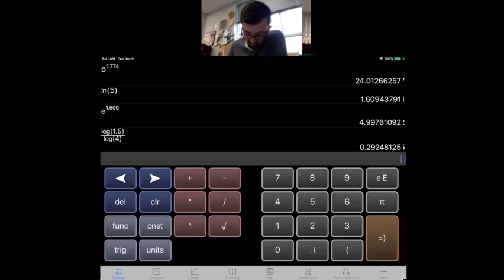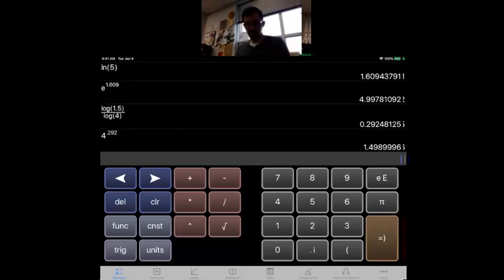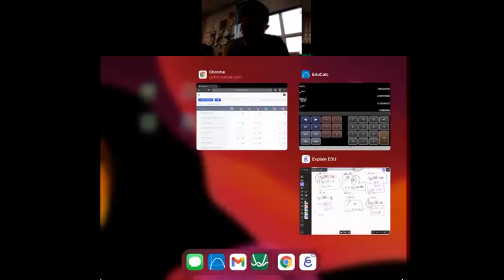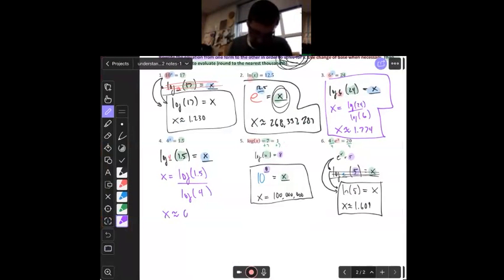Remember the question was, 4 to the what is 1.5? So 4 to the 0.292 is supposed to be 1.5. There we see it's getting really close to 1.5, so I'm pretty happy with our answer, 0.292. This is what I'd be expecting to see from you guys: your new equation, your change of base, and then your approximate answer.